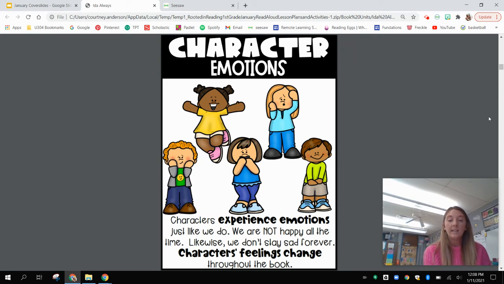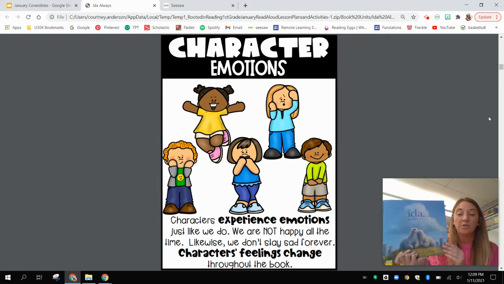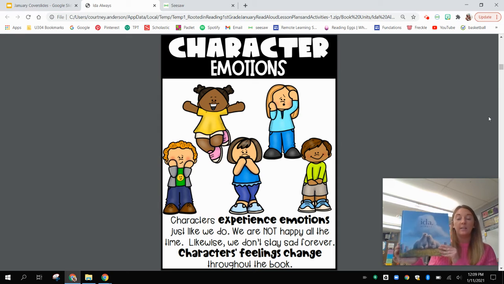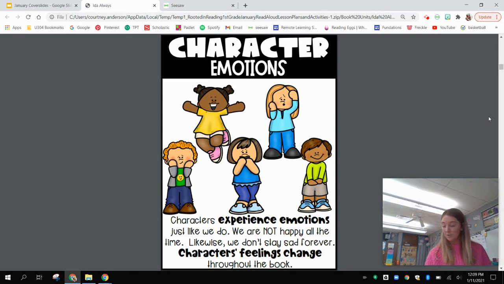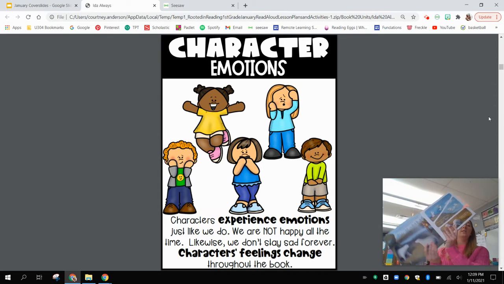But below it says characters experience emotions just like we do. We are not happy all the time. Likewise, we don't stay sad forever, and characters' feelings change throughout the book. So, I'm going to show you how the characters' feelings change throughout the book here with Ida and the character Gus. So, on this first picture here, I have some of our illustrations tagged with little post it notes.